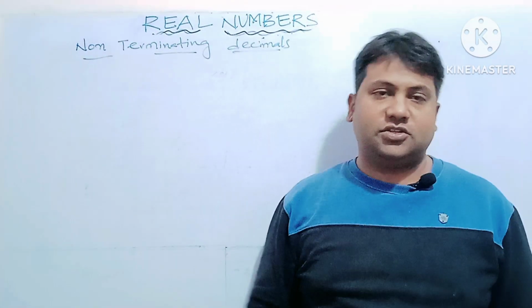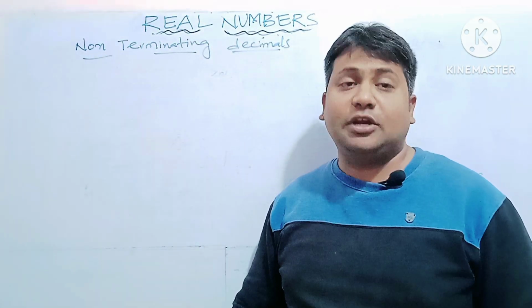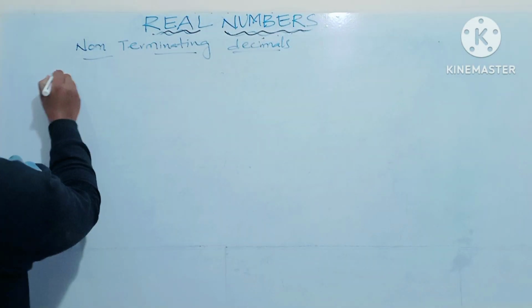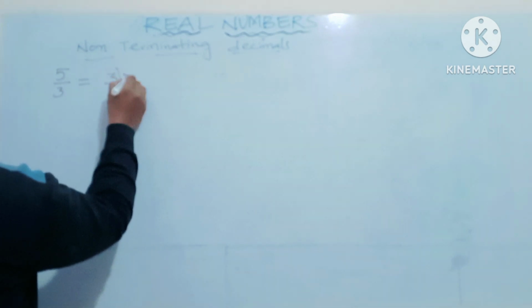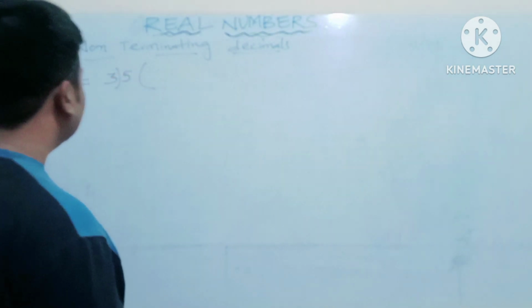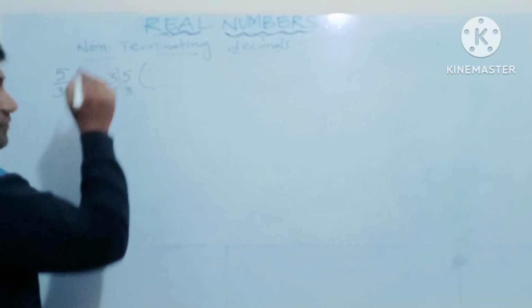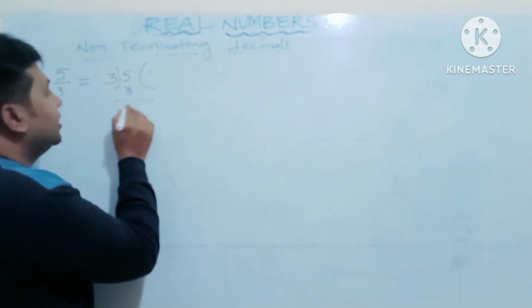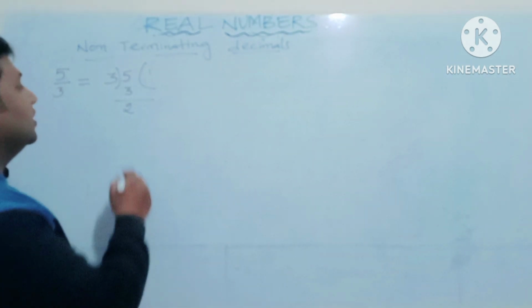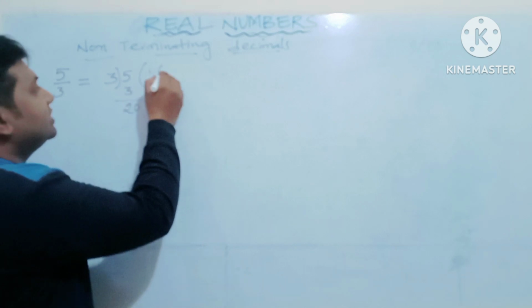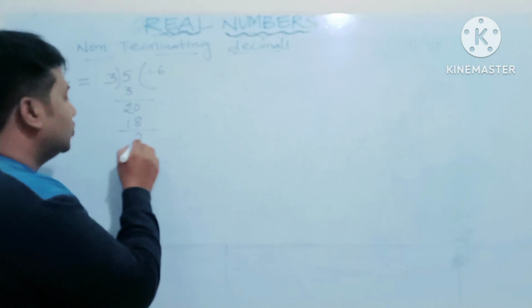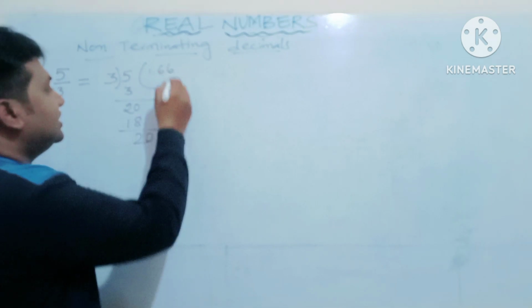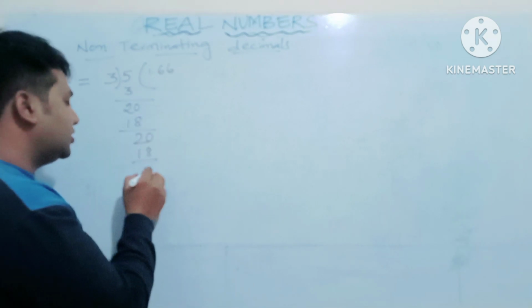Non-terminating decimals. Let me take two examples and make you understand. Ready? First example, 5 by 3. So divide 3 with 5. So 3 1s are 3. Am I right? Then here the remainder is 2. Then 0. 3 6s are 18. Then how much is the remainder? It's 2. Then again 0. 3 6s are 18. The remainder is 2.